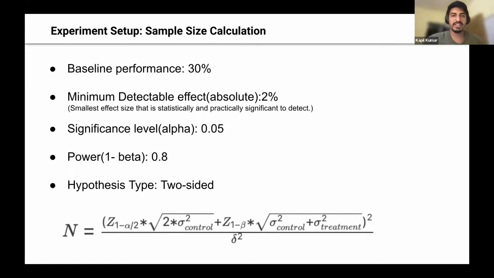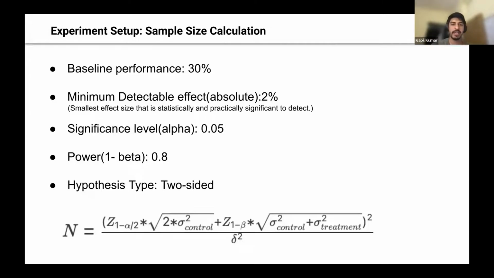Cool. So in this setup, let's say we are interested in this experiment where we launch a feature on YouTube. Let's say before launching the feature, our base conversion rate is 30%. Like users click 3 videos out of every 10 videos. And the effect that we want to measure is, let's say, 2%. And this 2% effect that I'm talking about is absolute. Basically, we want to see if after introducing the treatment, the CTR becomes 32% or not.